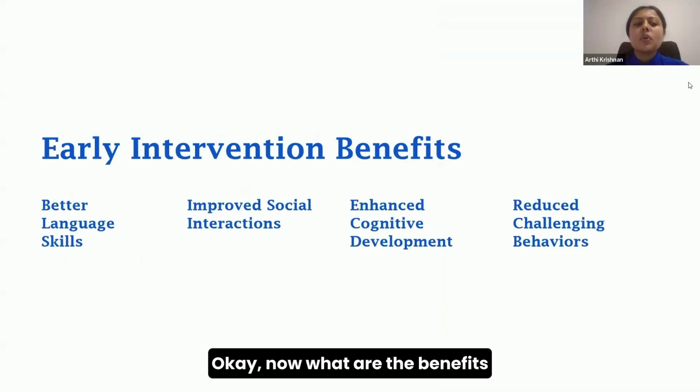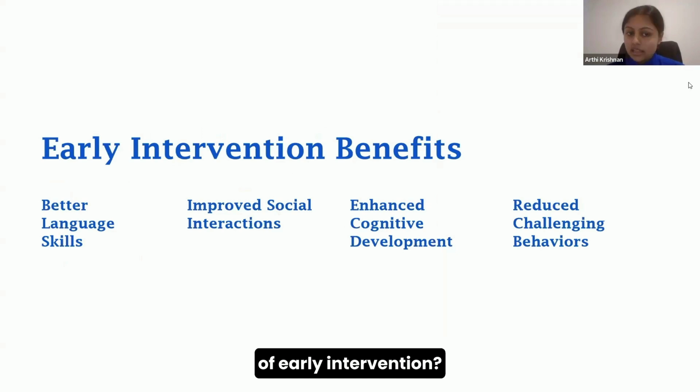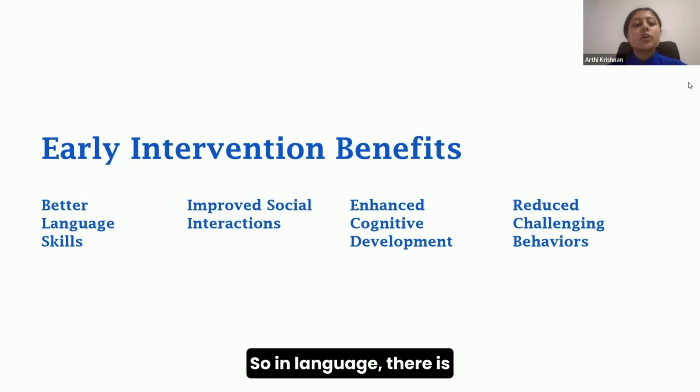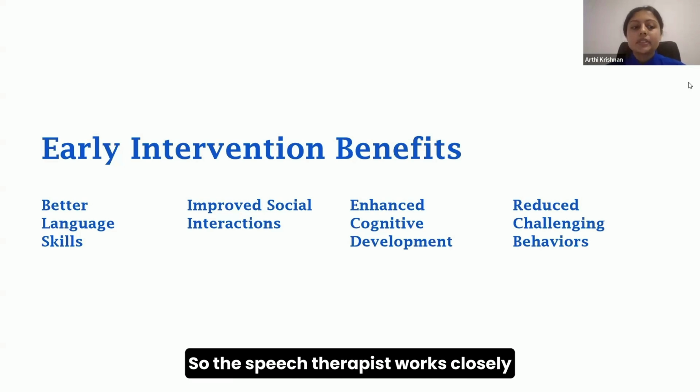Okay. Now, what are the benefits of early intervention? So, when a condition goes unnoticed, or if we let it slide, then at a later stage, like treatment becomes more difficult. But if we do early intervention, then what can we do? We can improve their language skills, we can improve their social interaction, we can enhance their cognitive development, and we can reduce challenging behaviors. So, in language, there is a major contribution of the speech therapist. So, the speech therapist works closely with the individual with autism and they help enhance their speech.